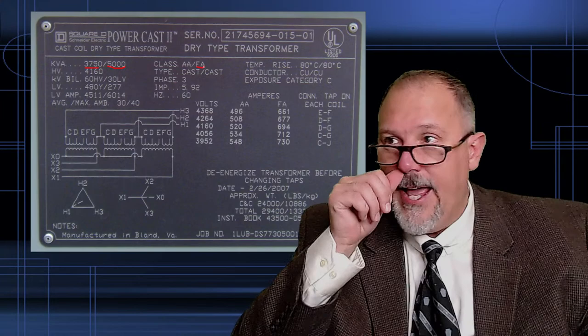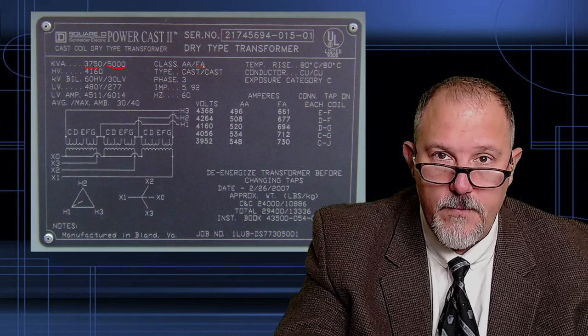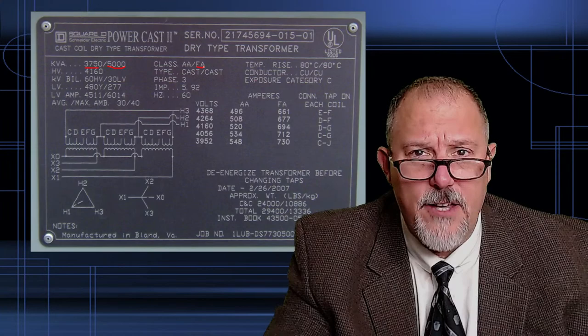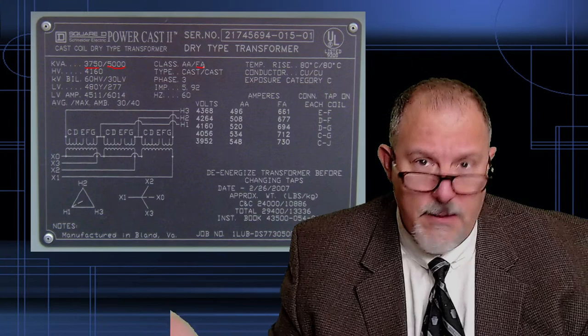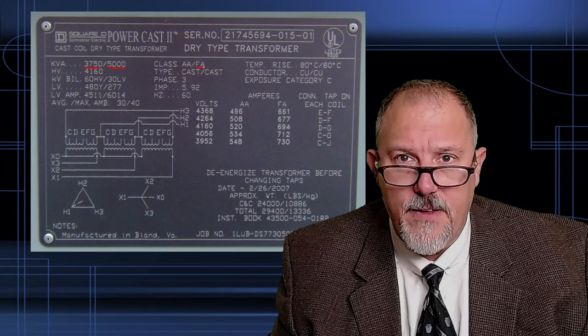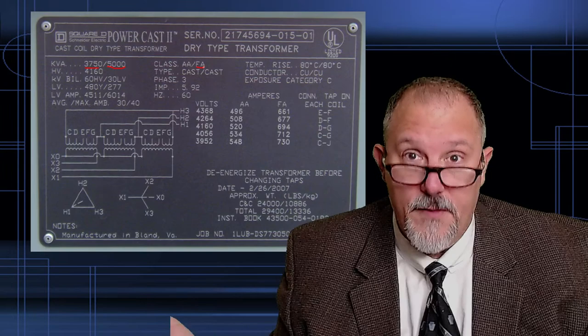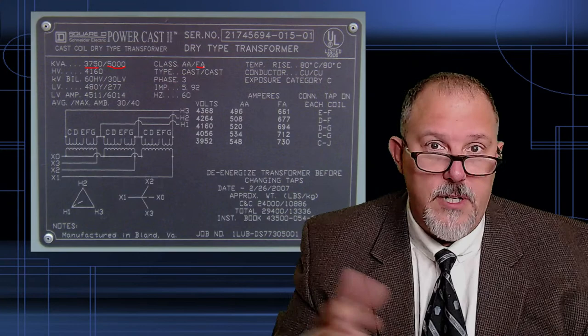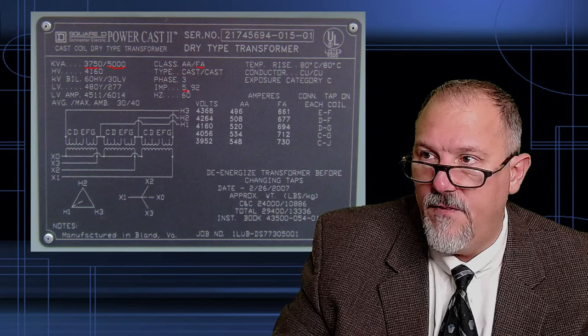So when you see AAFA, that means there's fans on this transformer and I can actually put out more kVA. I do most of my calculations based upon the lower, but if I'm at 5,000 kVA, will my full load amps change? Absolutely. If I'm pushing 5,000 kVA through this transformer, that's going to determine my full load amps on the secondary and primary. I've got to make sure my overcurrent devices will still work when I'm loading it to 5,000 kVA. But you'll notice I have only one value of impedance.